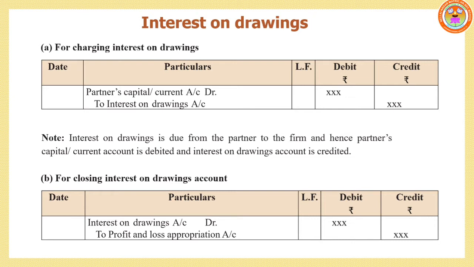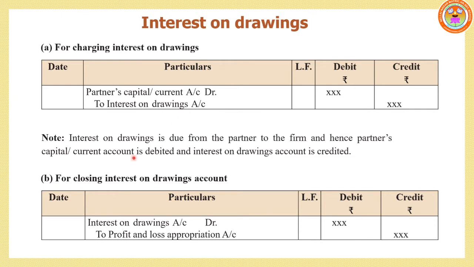How to pass journal entries for interest on drawings. For charging interest on drawings, partners' capital account or current account should be debited, and interest on drawings account credited, because while charging interest on drawings, partners' capital is reducing.